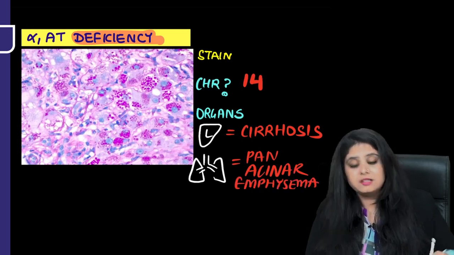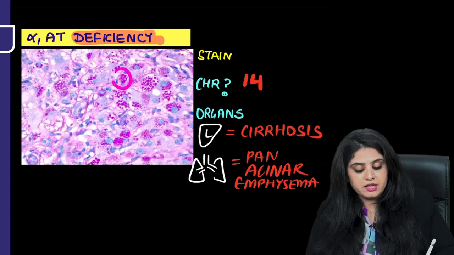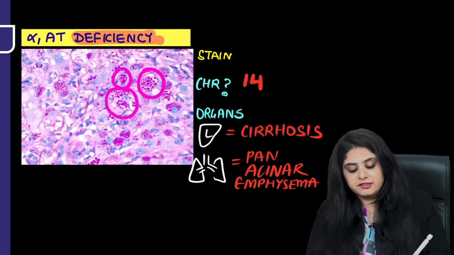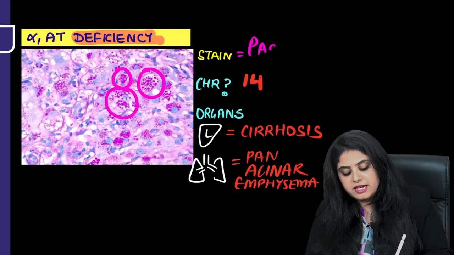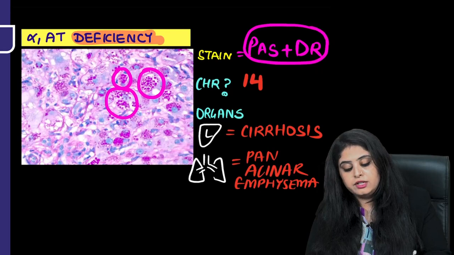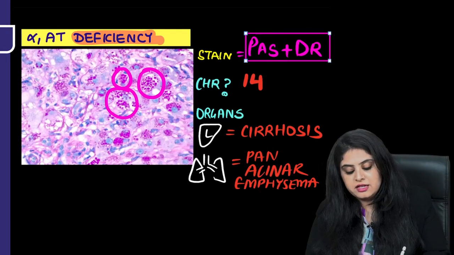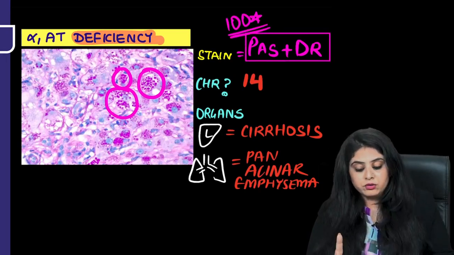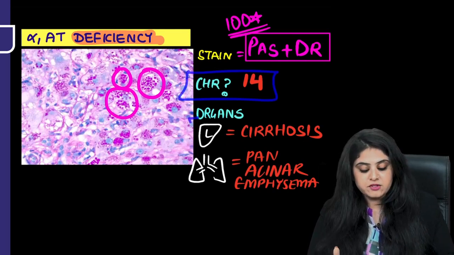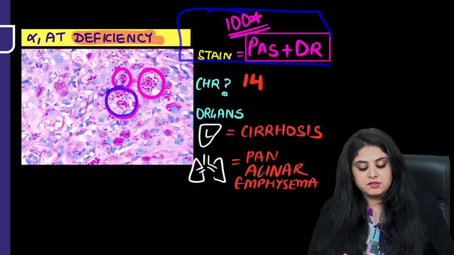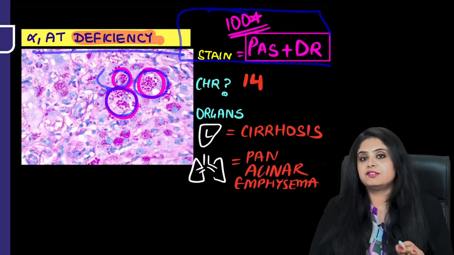However, this picture comes as it is in the paper. Can you see these pink granules? Yes, you see PAS positive diastase resistant lesions or granules or inclusions noted. Repeating, PAS positive diastase resistant. This is going to be like 100 star if I can mark it. Remember, chromosome 14 for alpha-1 antitrypsin deficiency, L and L, lung and liver, and it is PAS positive diastase resistant, pink color. This is a must know for the exam.